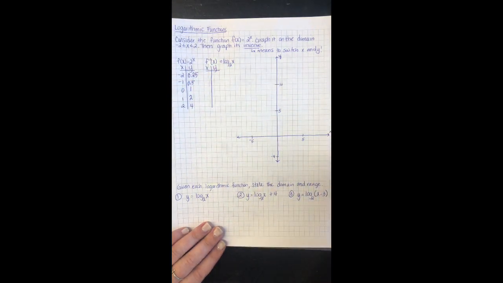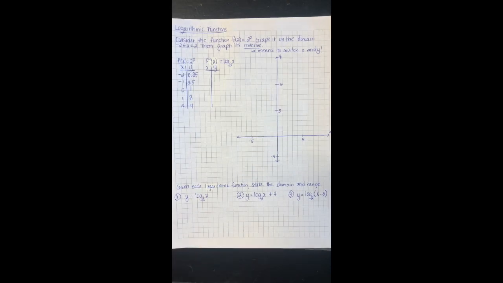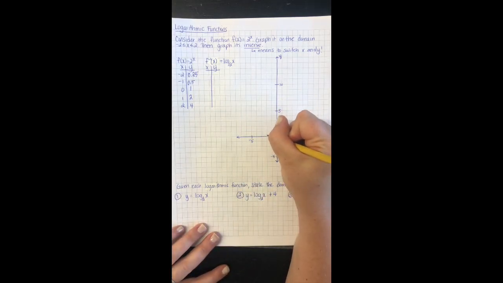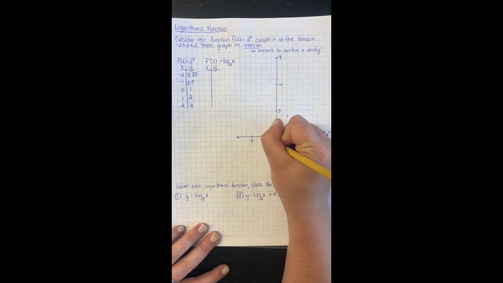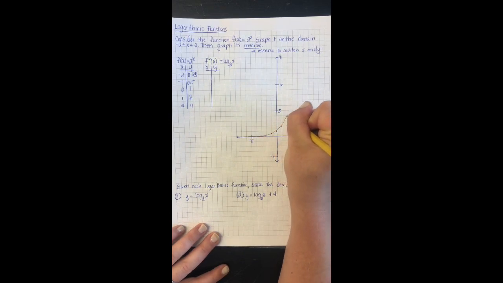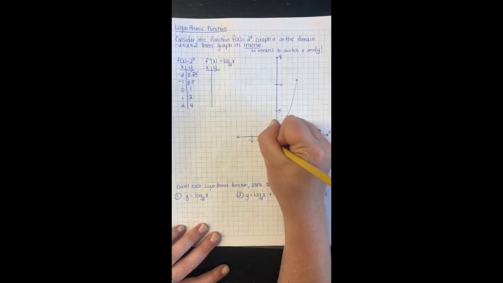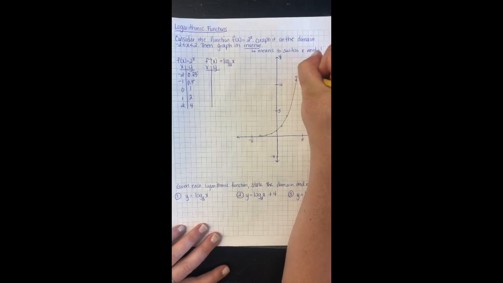Okay, so I'm going to start by graphing that function, and I will graph it in pencil so that we have things in different colors. Okay, so we're plotting -2, 0.25; -1, 0.5; 0, 1; 1, 2; and 2, 4. Okay, this is the exponential function. So I'm going to label this as y equals 2 to the x.